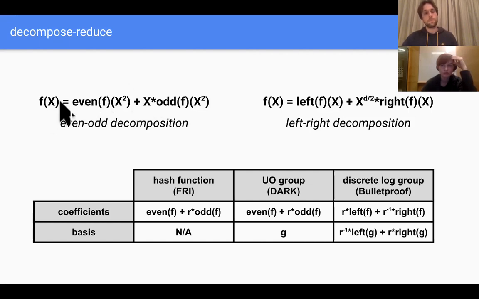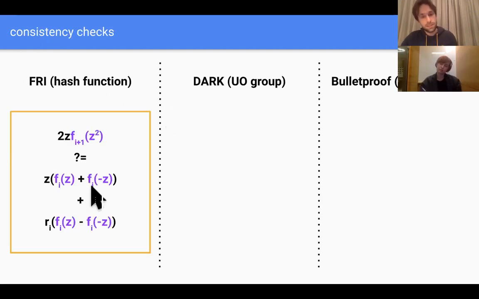So you have two linear equations with two unknowns. And so you can solve it. And it turns out that you can basically solve for the even part and for the odd part separately. And this will be the even part, this will be the odd part, and this will be your z squared.